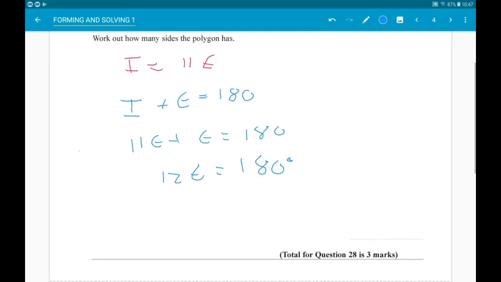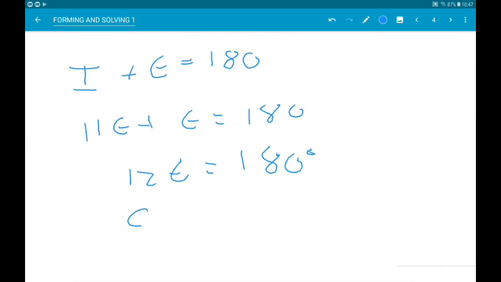So E is 180 degrees divided by 12, which is 15 degrees. So each exterior angle is 15 degrees.